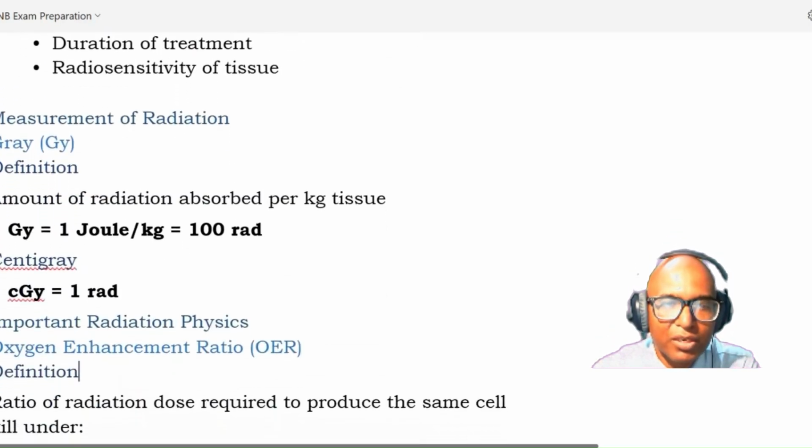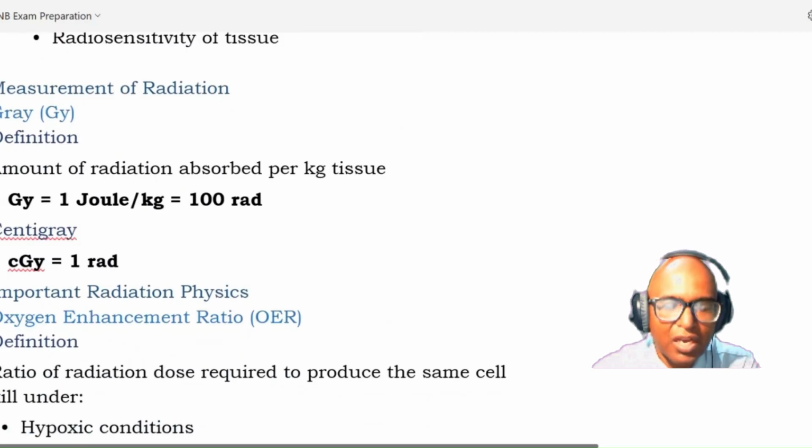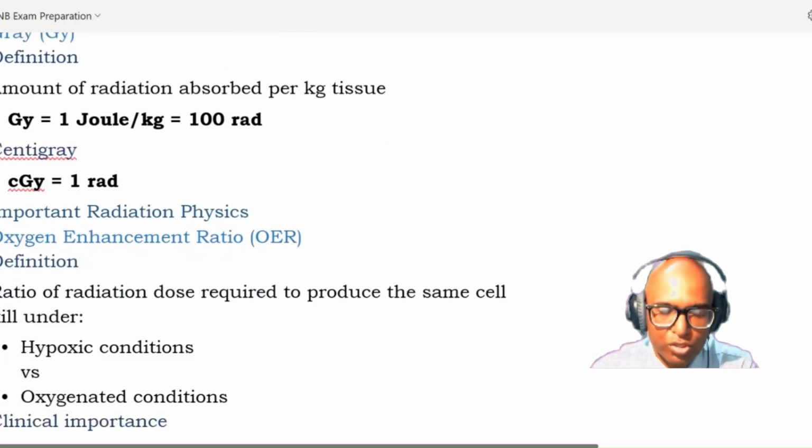Then we will talk about the measurement of radiation. How is the radiation measured? It is measured with a unit, that is the amount of radiation absorbed per kg of tissue, measured in gray. So 1 gray equals 1 joule per kg, equals 100 rads. And another is the centigray. So 1 centigray is equal to 1 rad. These are the units which you should know and which you should write. And for paper part 1 of MRCOG, these are MCQ questions also.